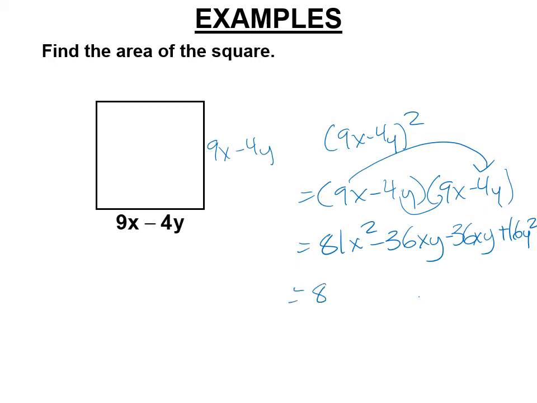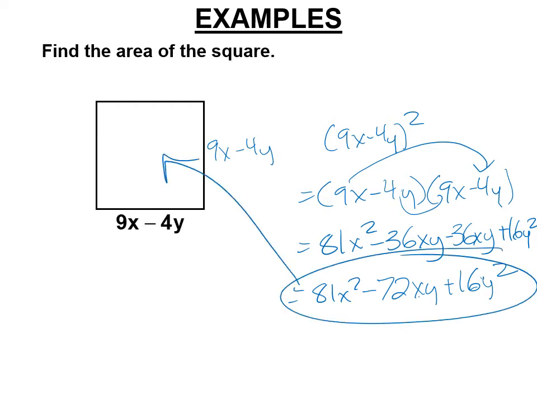So here you get 81x squared. 36 plus 36 is 72. So this is negative 72xy plus 16y squared. All right. And that is the area. If I now tell you x is 1 and y is 2, you could calculate the area there. Okay.